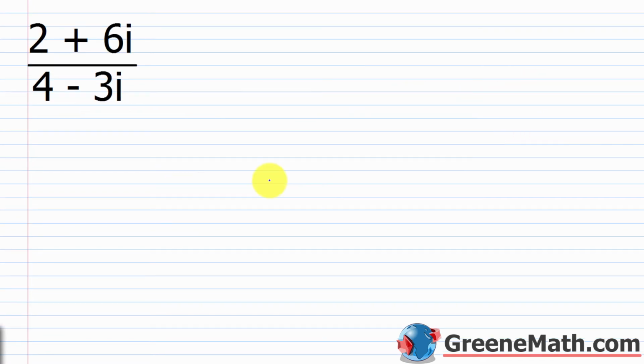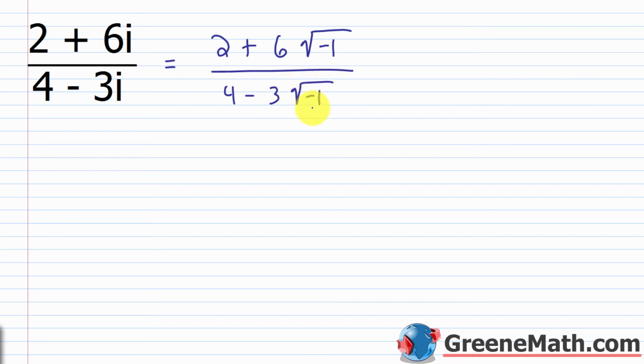All right, now let's take a look at one where we're going to need to multiply by the complex conjugate. So we have 2 plus 6i over 4 minus 3i. Again, i is the square root of negative 1. So really, we could write this as 2 plus 6 times the square root of negative 1 over 4 minus 3 times the square root of negative 1. We don't want radicals in the denominator, so we want to rationalize.